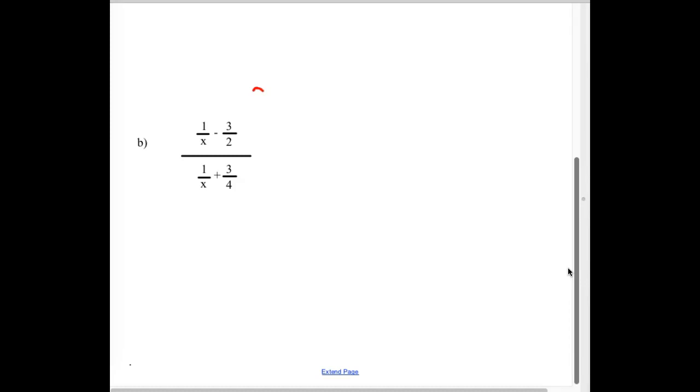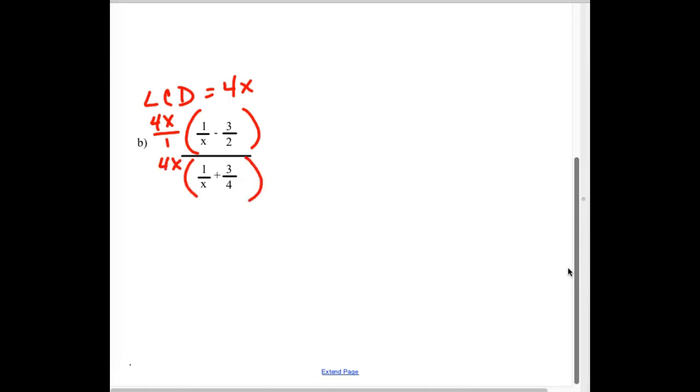I'm hearing 2x. Keep in mind that our goal is to get all those little mini denominators to go away, right? So a 2x would allow me to cancel out x's here and the 2 there. Would a 2x allow me to cancel out a 4? No. So instead of 2x, I actually need 4x.